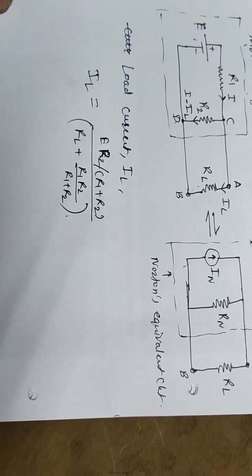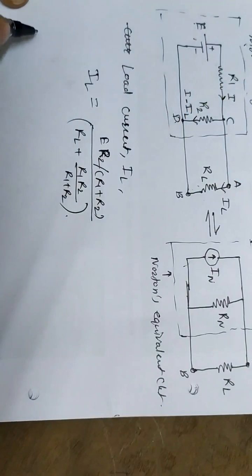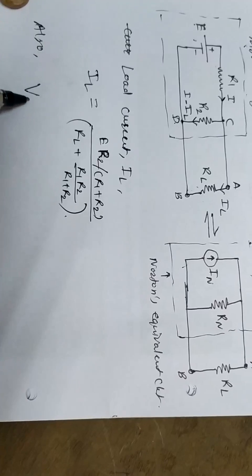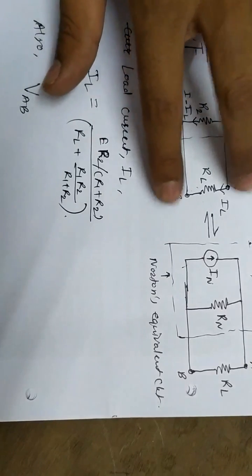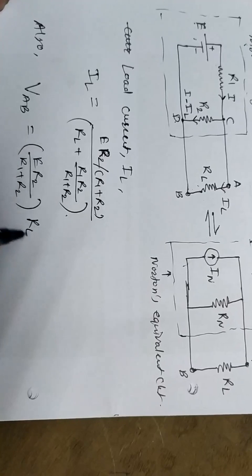And also the potential difference between the terminals A and B, that is VAB, that is the potential across RL, that is potential at terminals A and B, is VAB equal to ER2 upon R1 plus R2 into RL upon RL plus R1 R2 upon R1 plus R2.